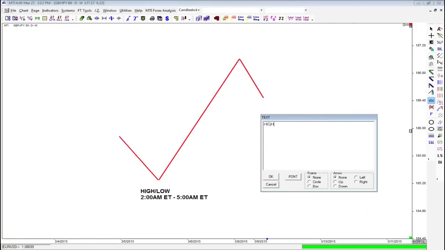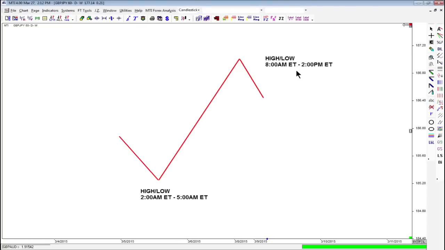Let me type this out for you as well. We're looking for this to form between 8 o'clock a.m. Eastern Time and 2 p.m. Eastern Time. Once again, this is because you have the London session and the U.S. session overlap. That's why I wanted to point out how these sessions work and why this overlap works like this. So once again, we're looking for the market to form either a low or high between 2 a.m. and 5 a.m., and then form its opposite high or low between 8 a.m. and 2 p.m. for the day here. You might want to take a screenshot of that or write that down.